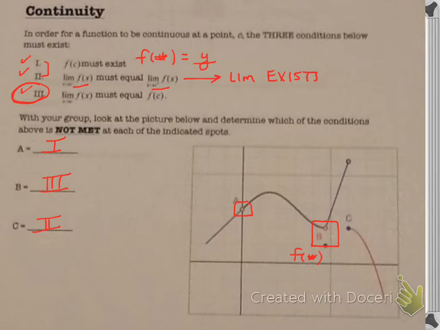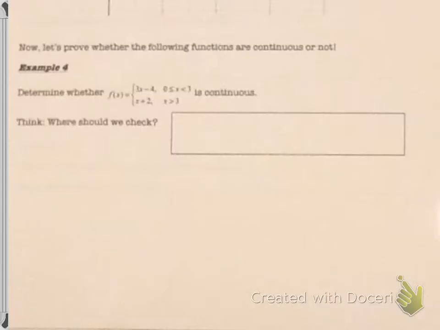For me to deem a function continuous, I have to be able to say these 3 things. Okay, let's look at an example. So we're going to try and prove if this function is continuous. Well, the biggest concern here is that this equation was split at 3. So I really need to check what's going on at x equals 3, right?